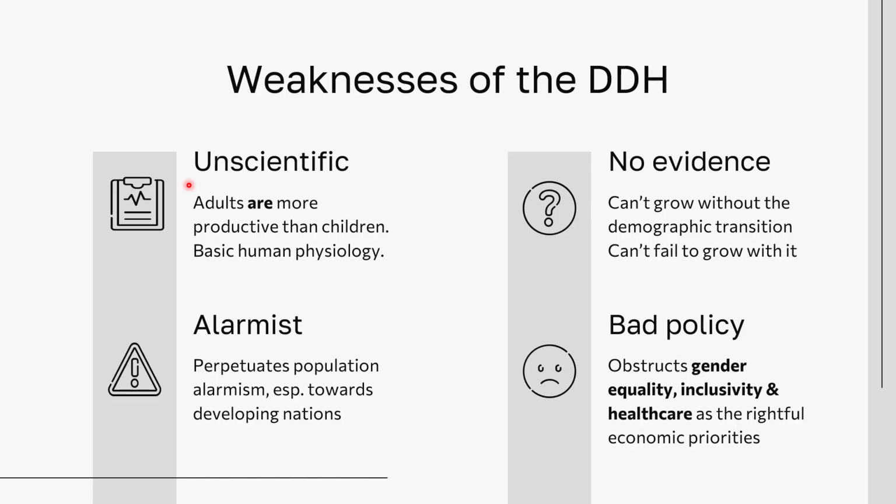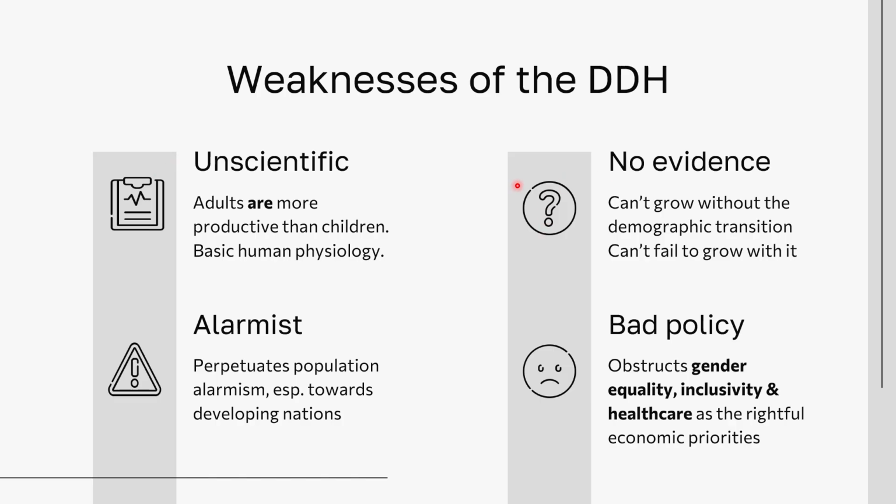It has nothing to do with harnessing the dividend or getting policies right. This is just a facet of basic human physiology. And frankly, the claim that a group of human beings or economic agents, if you will, can transition from being toddlers to being adults and exhibit no productivity improvement whatsoever is beyond implausible and delves into the realms of science fiction, really. So that's the first sin of the dividend hypothesis.